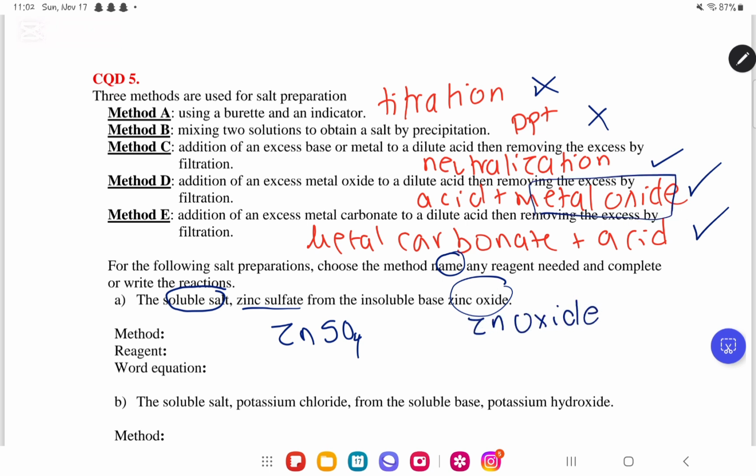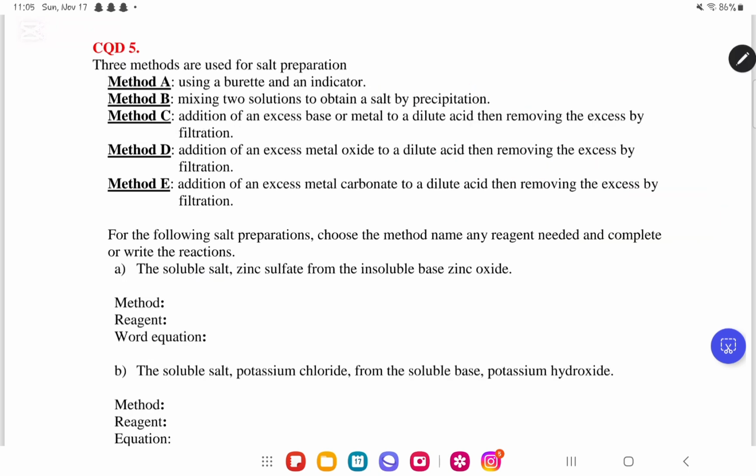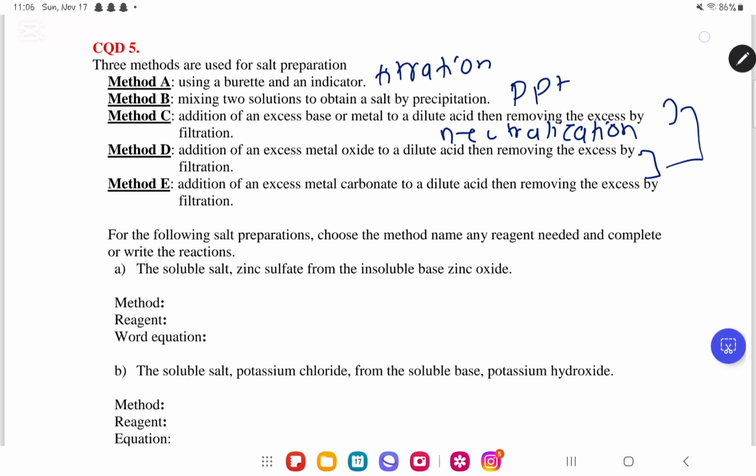So, okay, CQD number 5, method A, using a burette and an indicator. This is titration. Method B, mixing two solutions to obtain a salt by precipitation. This is a precipitation reaction. Addition of excess base or metal. This is neutralization. Addition of an excess metal oxide to a dilute acid, then removing the excess by filtration. This and D and C are almost the same because any metal oxide is a base, so method D and method C are the same.